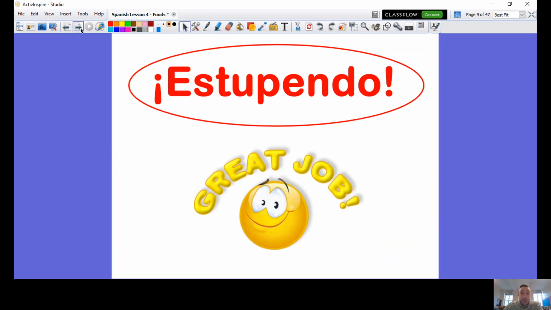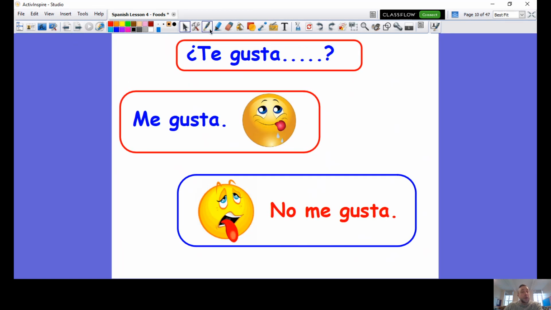Excellent. I hope you've got that done so we can move on to our next task. Oh, here we go with our typical Spanish question. My turn, your turn. One question mark here, another question mark here. ¿Te gusta? One more time. ¿Te gusta? Who can remind me what the question ¿Te gusta? means? That's right. It means, do you like? And one of our ways of responding is like this. Me gusta. Who can remind me what me gusta means? That's right. It means I like. And down here, we can always say, no me gusta. What does no me gusta mean? That's correct. It means I don't like.